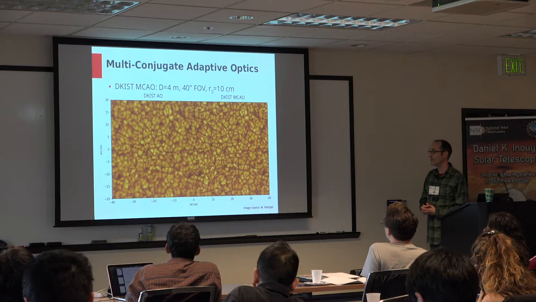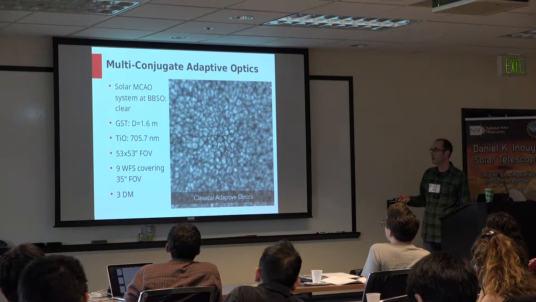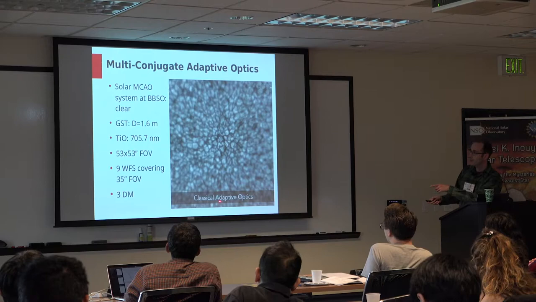And these, again, these are simulations, right? We still don't have the systems. We still don't have the telescope. But we do have one MCAO, a real MCAO system in Big Bear. It's called CLEAR, the Big Bear Solar Observatory. And right now, here in the video, it's operating in classical adaptive optics mode. So, oh, and now it went to MCAO.